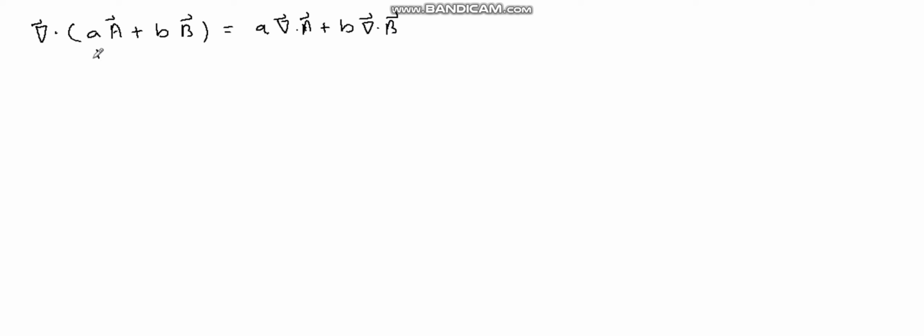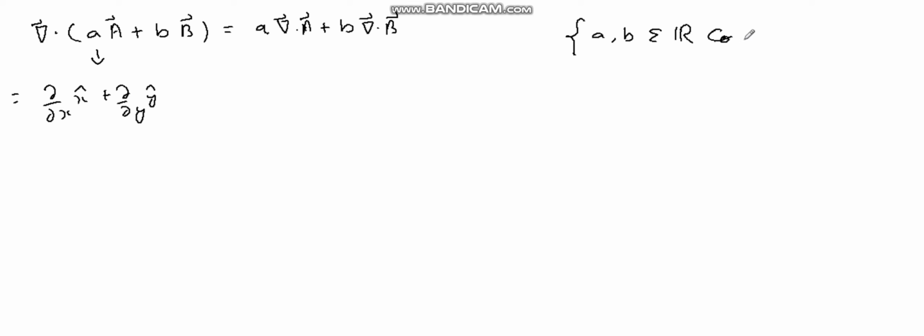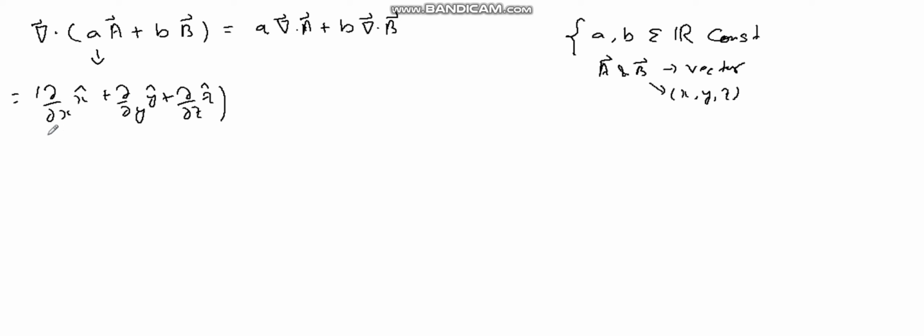Okay, so we will expand this: del by del x x cap plus del by del y y cap, and of course we know that a and b are scalar quantities which are constants, and A and B are vectors, which are functions of x, y and z. So it is a scalar field, vector field. Okay, so we are taking the divergence of this.